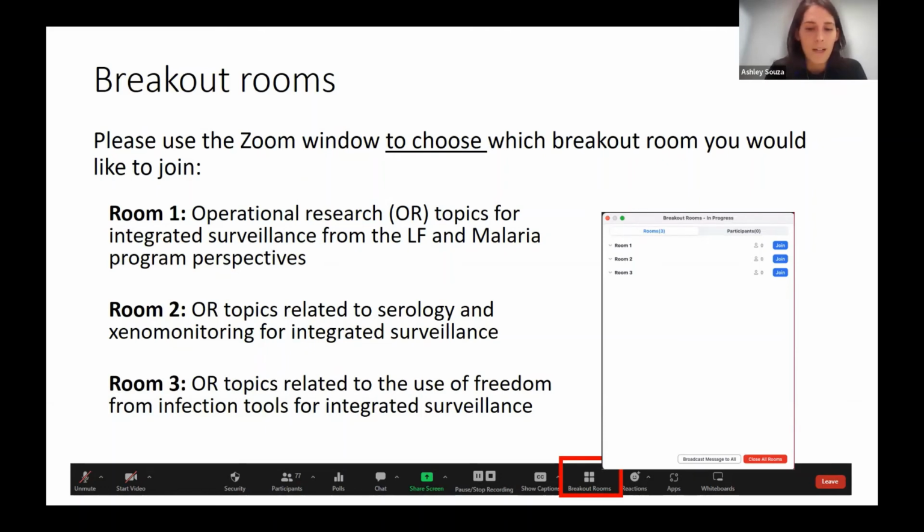Note that each room does have a cap, so if we are above the limit in any particular room, we might have to shuffle some people manually. I think the breakouts will open in about 2 minutes. So please make your selections now, and I look forward to coming together again in about 40 minutes.